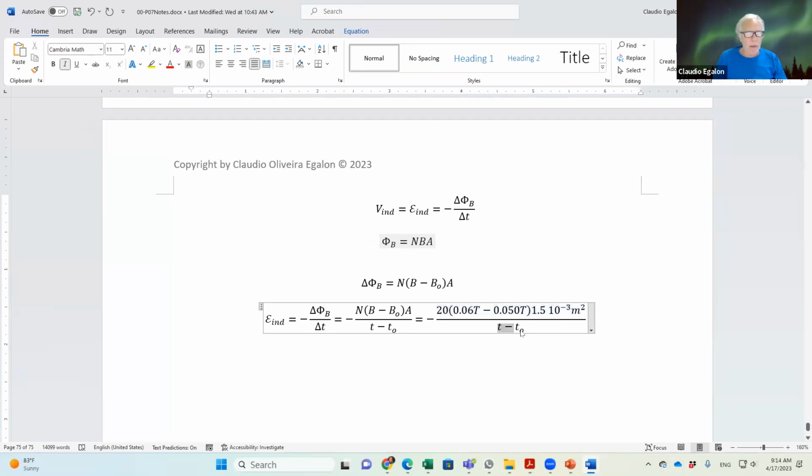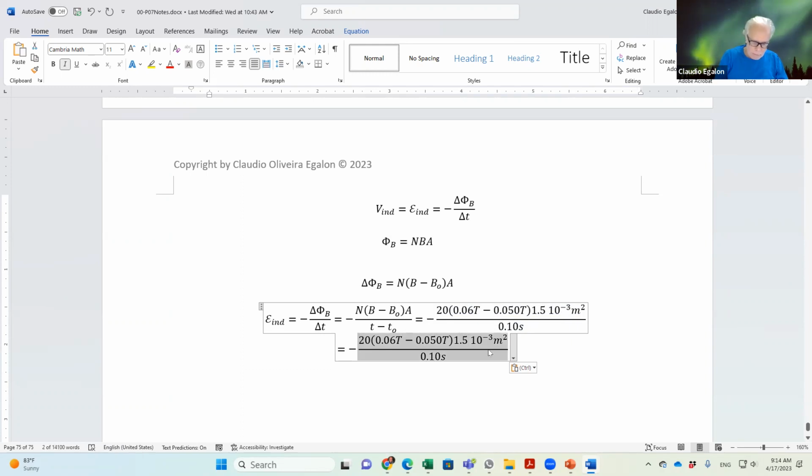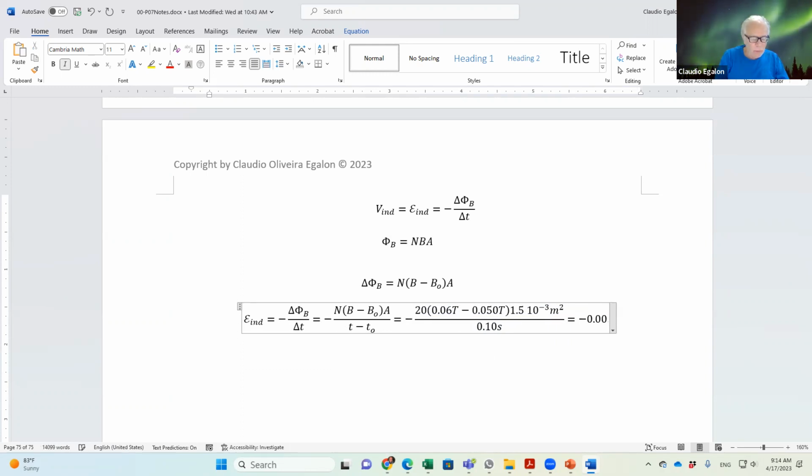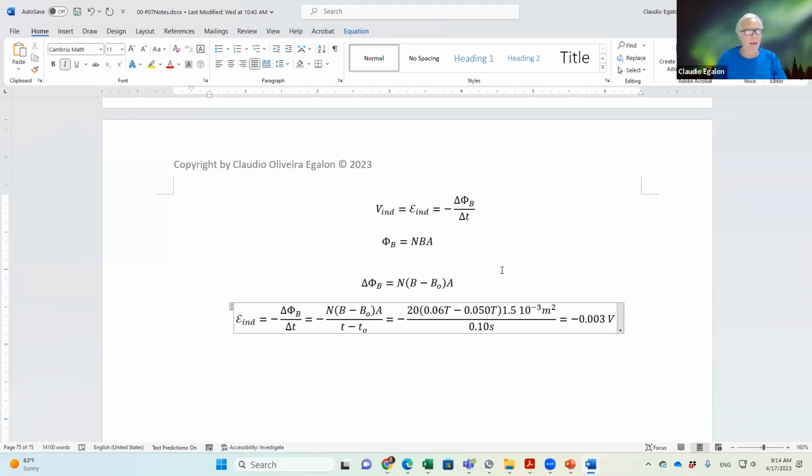And what goes down here is going to be how many seconds? It's going to be 0.1 seconds. And now you go ahead, do the math. What you end up getting is going to be 0.003 volts.